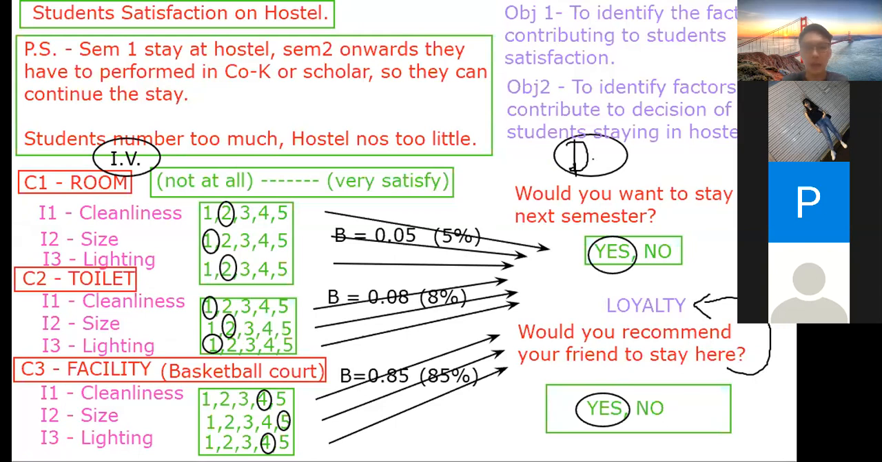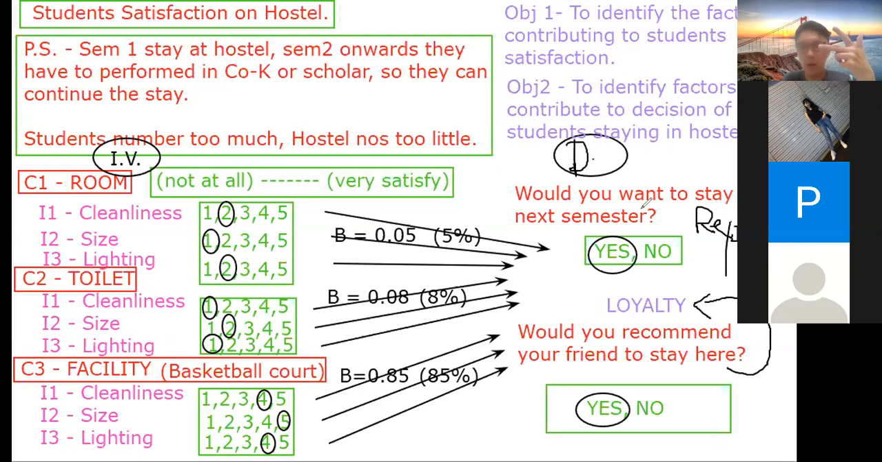So if I'm doing a loyalty study, maybe I need to create another type of loyalty questions. What type of loyalty can we do? Satisfaction affects loyalty. Recommendations affect loyalty. Repurchase. This is repurchase, right? Affect loyalty.